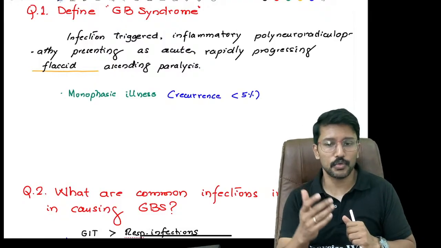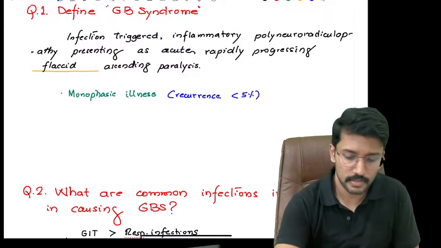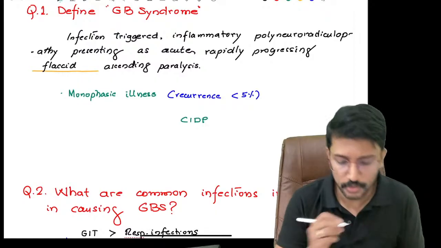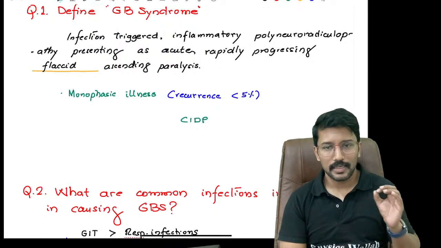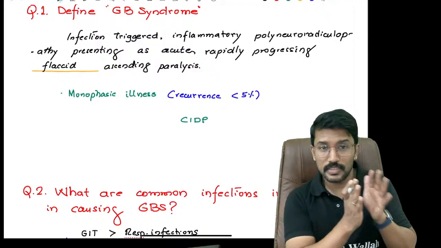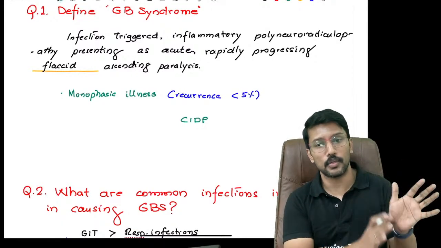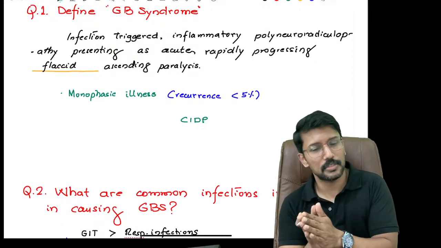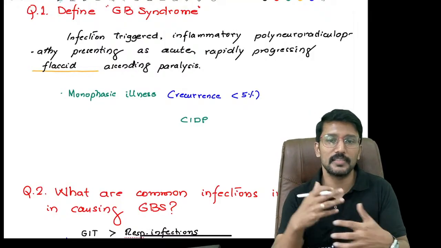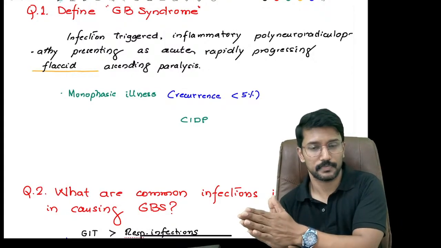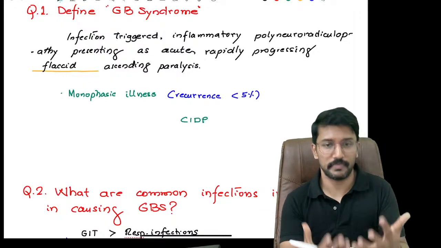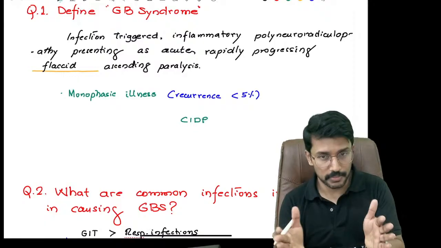And understanding this is crucial because there is one more condition called chronic inflammatory demyelinating polyneuropathy. GB syndrome is an acute polyneuropathy, but there is also a similar condition called CIDP, where patients go on experiencing repeated episodes of demyelination. So they have repeated attacks of demyelination, presenting to hospital with peripheral nerve symptoms. So we have to differentiate that from GB syndrome.